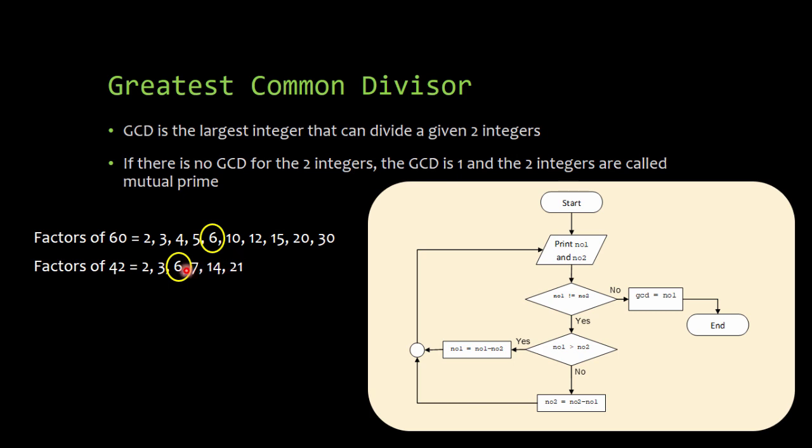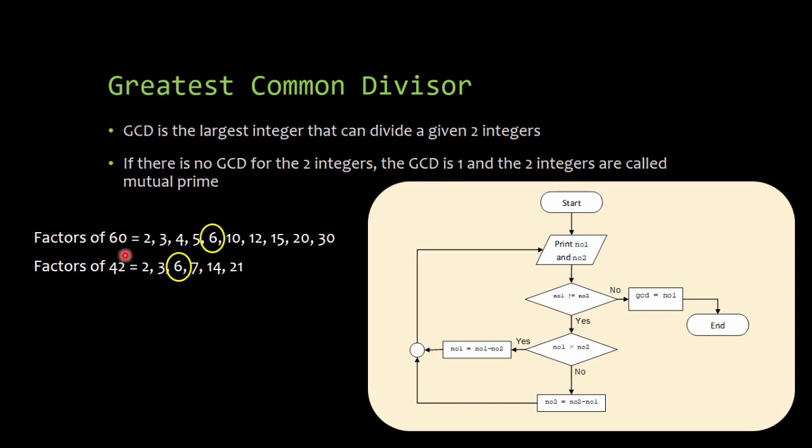So there are a few factors that appear in both lists. 2 appears in both lists. 3 also can divide both 42 and 60. 4 not, 5 not, but 6 also appears in both lists, and 6 is actually the largest one that appears in both lists. The rest, 10, 12, 15 and so on, and 7, 14 and 21 in the second list, appear only in one list. So, by the definition of GCD, 6 is the GCD for 42 and 60.